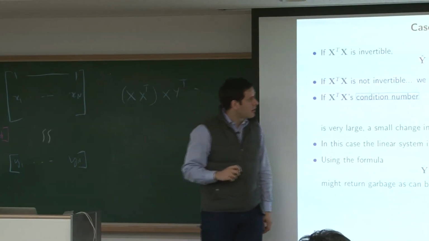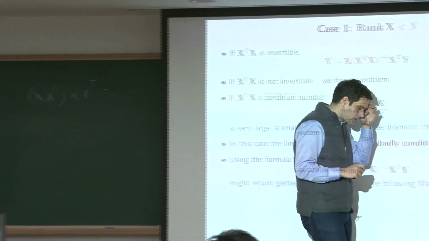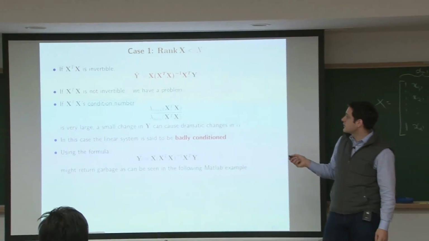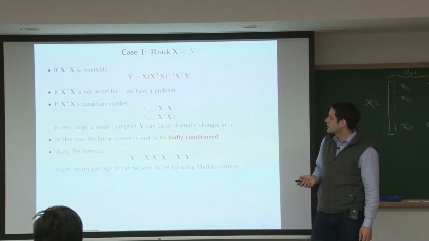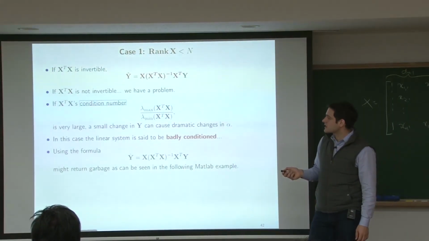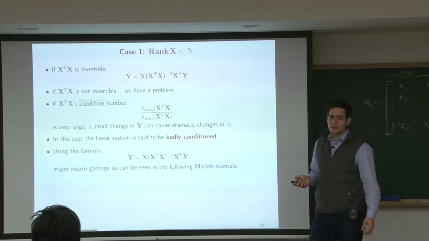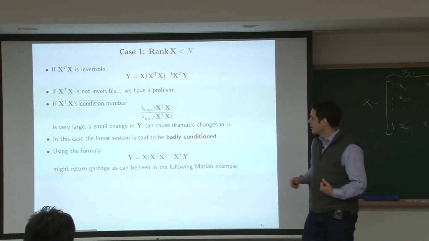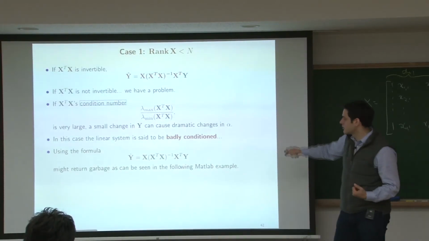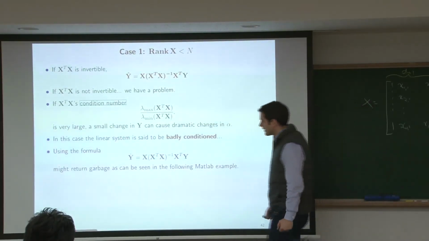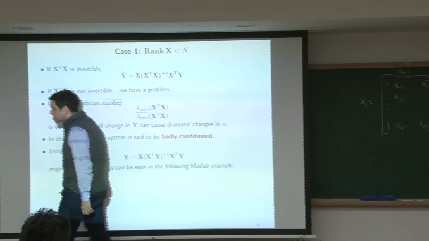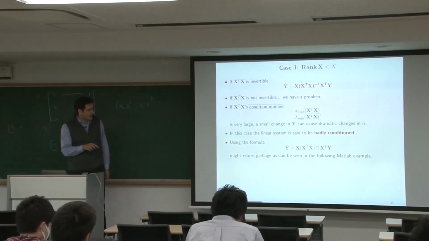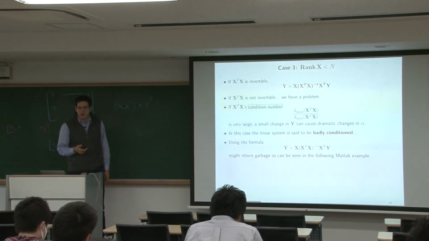So as I was saying, if X transpose X is invertible, then we have this directly. If X transpose X is not invertible, it's usually because the vectors are not linearly independent. And there are a few pathological cases that I can show you. But if it's not invertible, it's bad, of course, because you cannot apply a formula.